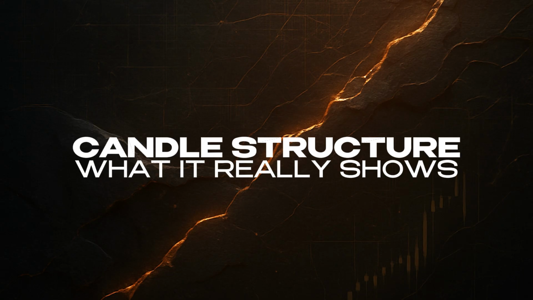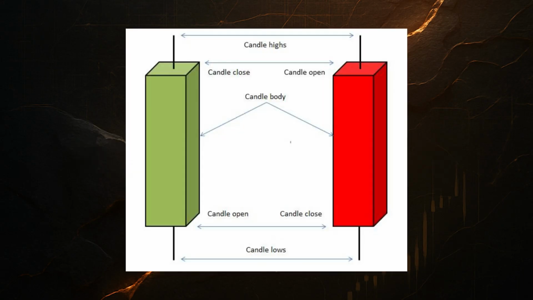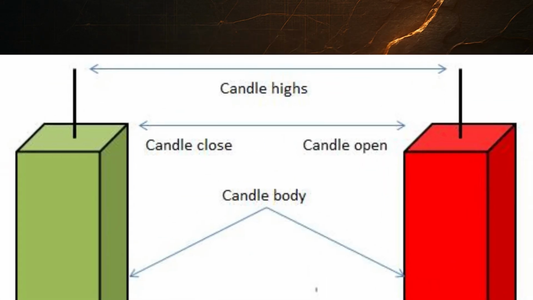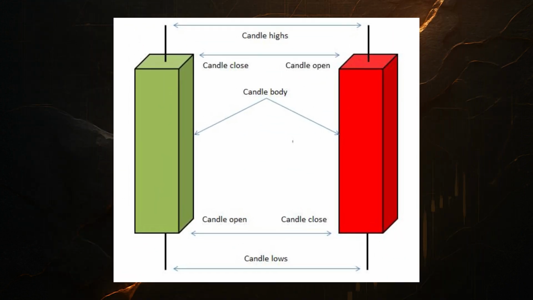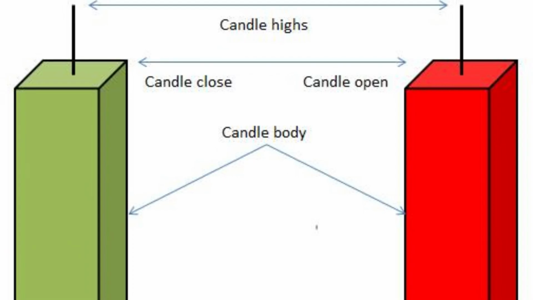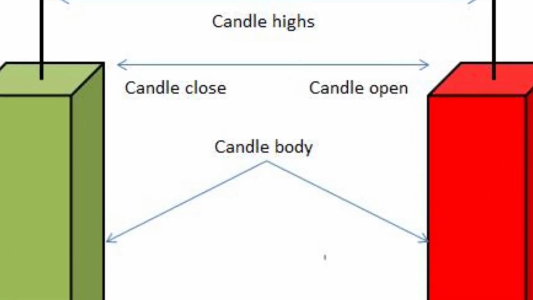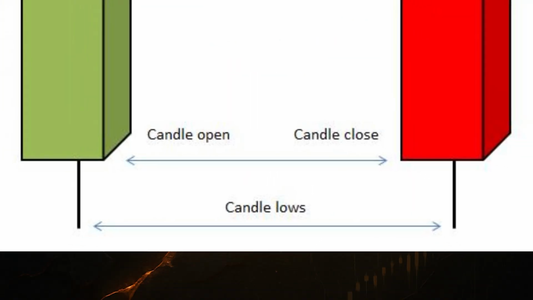Candle structure, what it really shows. Let's look at the basic structure of a candle. Each candle shows only four things: the opening price, the closing price, the high, and the low. Everything else is already interpretation through context. The candle body is the distance between the opening price and the closing price. The upper shadow shows the maximum price the market reached. The lower shadow is the minimum price for that period.